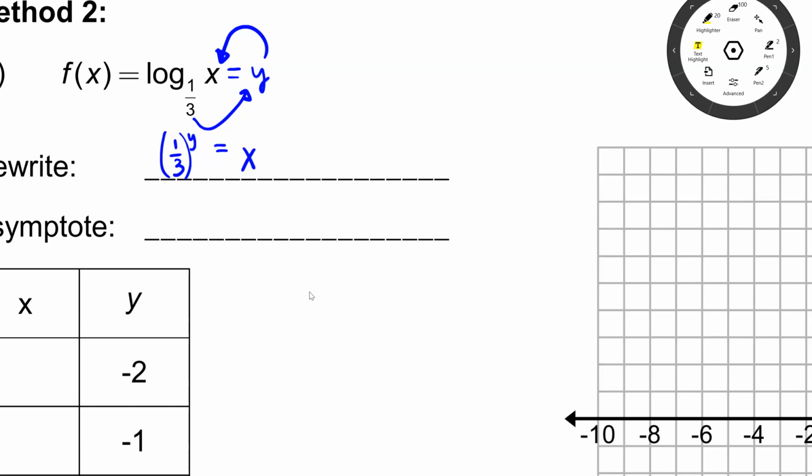Now the asymptote. So remember, log functions are the inverse of exponential functions. Exponentials have a y equals 0 asymptote. So an inverse switches x and y, so now I have an x equals 0 asymptote.